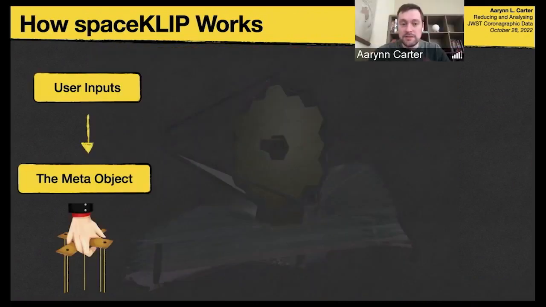Okay, so how does spaceKLIP work? Well, the bulk of it is through user inputs. You provide to spaceKLIP a whole list of instructions, essentially, of what you want it to do. And that gets loaded into this object in the code called the meta object. I imagine this like the puppeteer, pulling the strings of different parts of the code to tell it to do different things. And the way it does that is through, I would say, 5 primary stages at the moment.